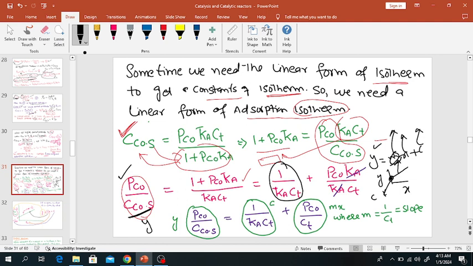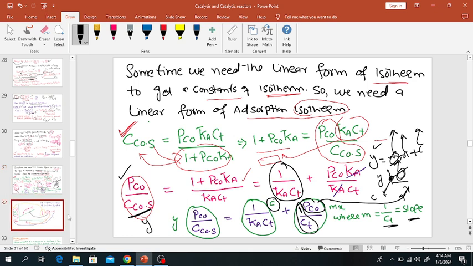M is the slope. Here on the y-axis we have partial pressure divided by adsorbent uptake, or the catalyst uptake, equal to 1 divided by K_A C_t plus partial pressure divided by C_t. This c is the y-intercept, and P_C, the partial pressure of carbon monoxide in the gaseous phase, is on the x-axis. 1 divided by C_t is the slope of this line.